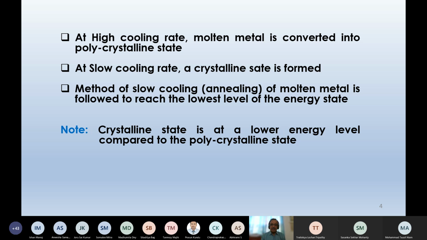And I hope some of you have studied this in physical metallurgy. Okay, the method of slow cooling is known as annealing. So annealing is a process which is nothing but the method of slow cooling. We go for slow cooling so that we can get the crystalline state of the metal, because the crystalline state corresponds to the minimum level of energy of that particular metal.